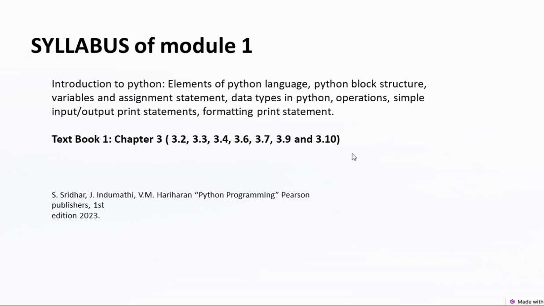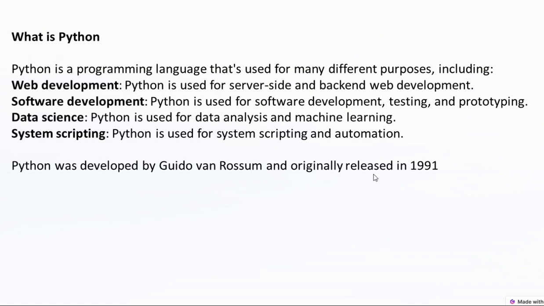The textbook for Module 1, Module 2 and Module 3 of this subject code is Python Programming by S. Sridhar, Indumati and Hariharan. For this first module, you need to refer to Chapter 3, and these are the sections that you need to refer to. So let's start with the first part of Module 1.